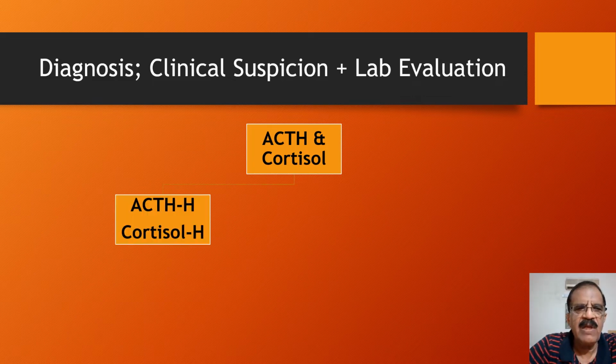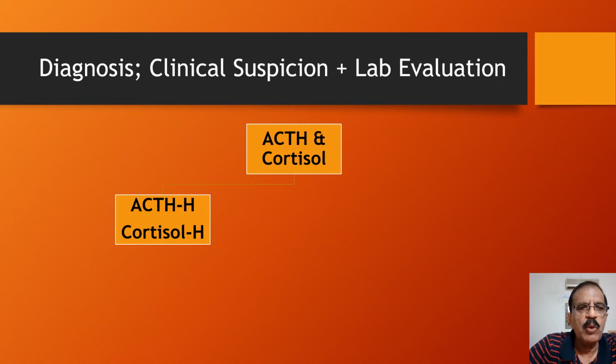And I will let you think about these possibilities. What do you think if somebody has high ACTH and high cortisol? In the proper perspective, the patient has clinical features of Cushing syndrome and you do these tests and ACTH is high and cortisol is high. Make a judgment. Where does ACTH come from? It normally comes from the pituitary. So the problem is likely to be in the pituitary.